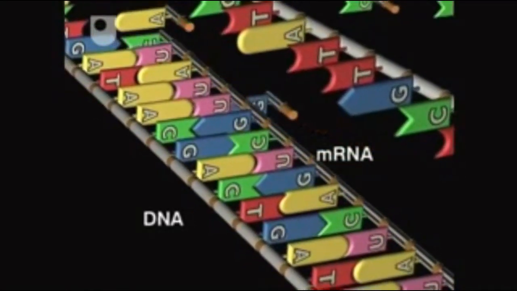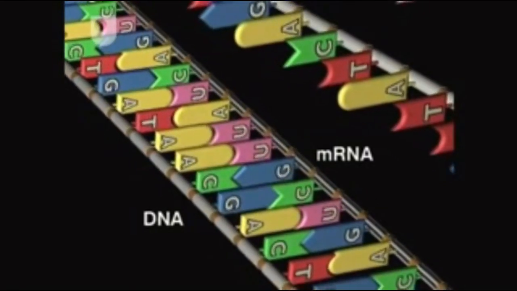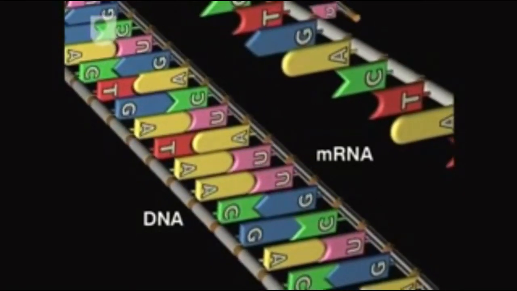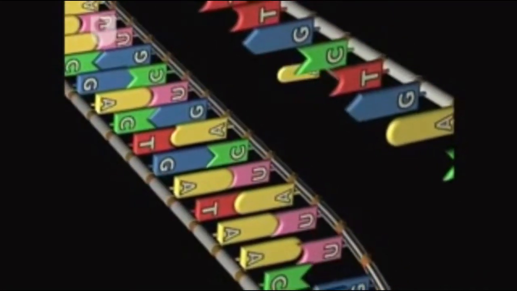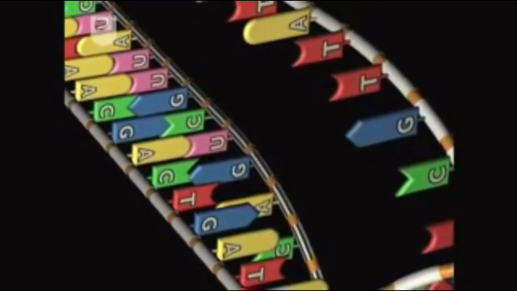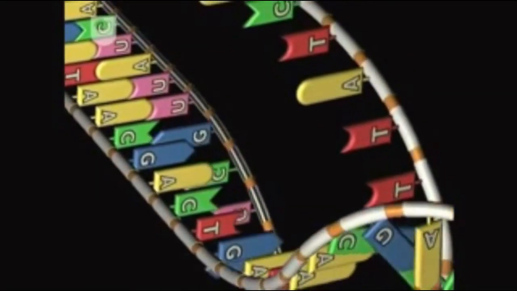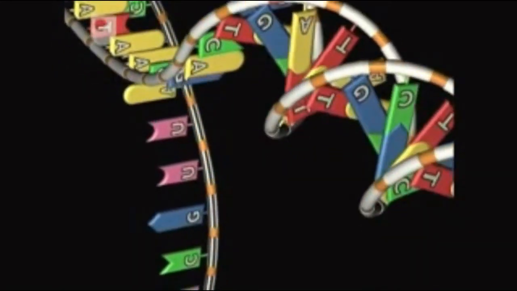A on the DNA pairs with U on the RNA, G pairs with C, T pairs with A, and so on. The result? A message with a base sequence complementary to the template strand of the DNA. This messenger RNA will eventually be used to direct the formation of a protein.